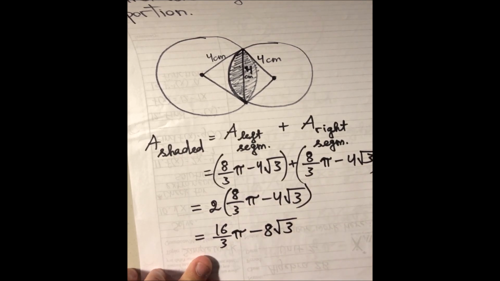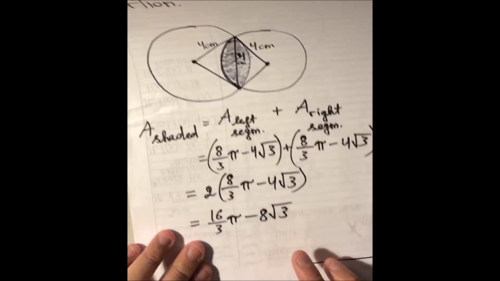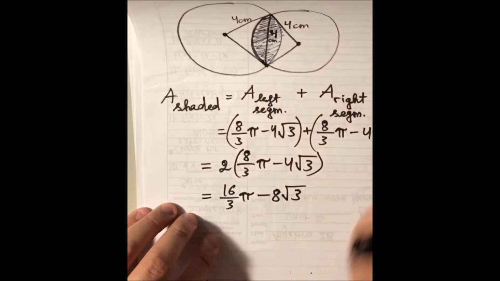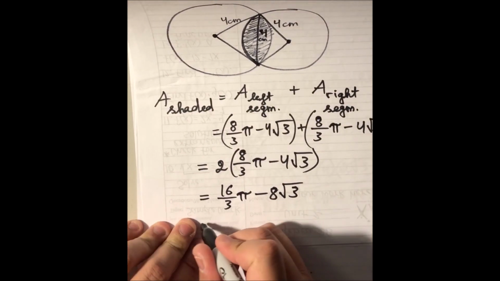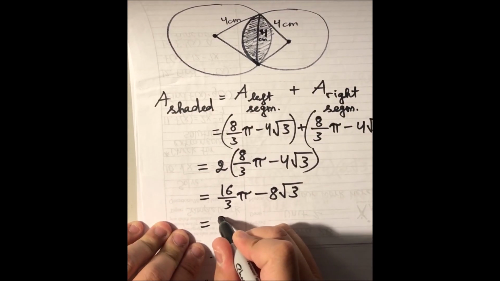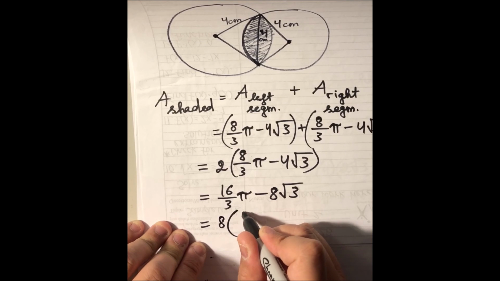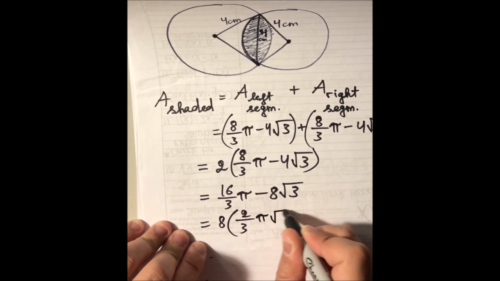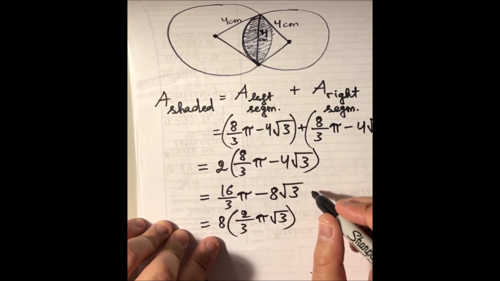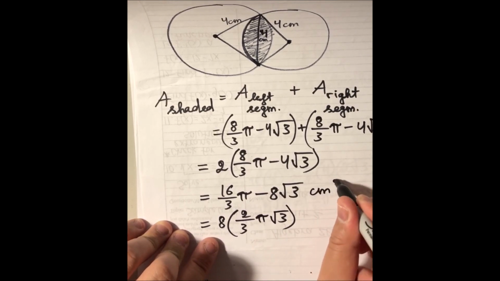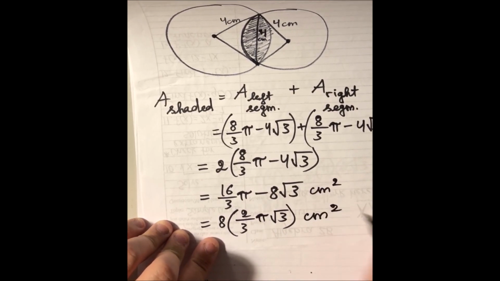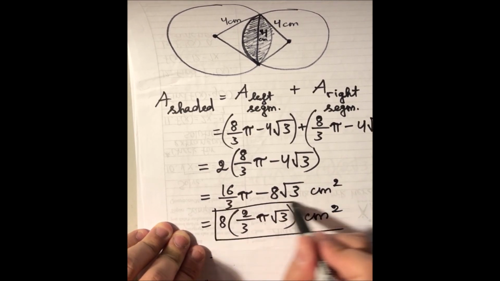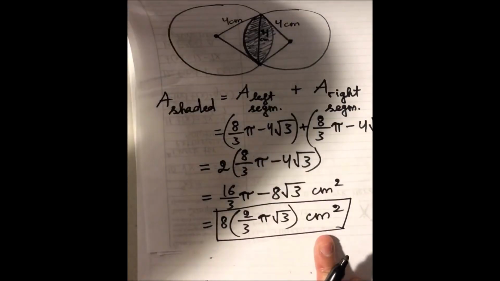But if we were to factor out even more, even though you guys don't have to, but I like to play around with the algebra a lot, we can factor out the greatest common factor of 8. And we're left with 8 times 2 over 3 pi minus square root of 3, centimeters square. Like that. So this is the final answer of this problem.